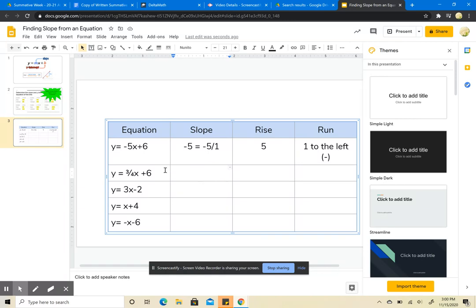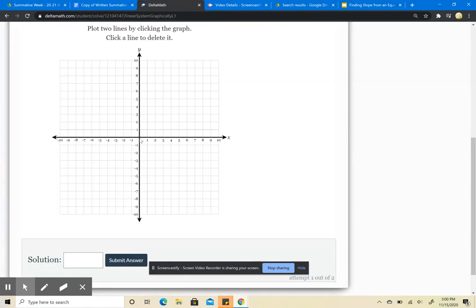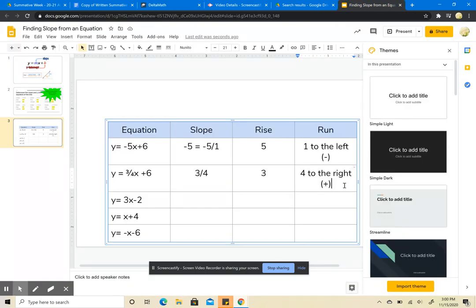Next equation, y equals 3 over 4 times x plus 6. It's clear that my slope is 3 over 4. This means that my rise is 3 and my run is 4 to the right. The reason I want to go to the right is because this has a positive slope. Here's an example of going up 3, 1, 2, 3, and 4 to the right. Here we have a positive slope because it's going upwards to the right.